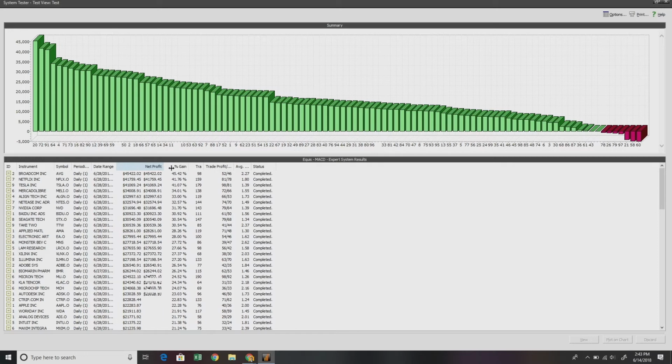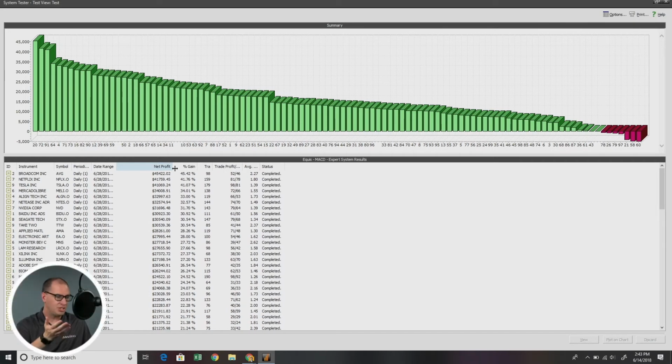So I can see in this example, Broadcom has traded the best over the last 5 years using the MACD. It had a 45% gain with 98 trades, 52 winners, 46 losers. So there are still a lot of losers in there, but my winners were big because they're about the same there. So we can quickly identify that.